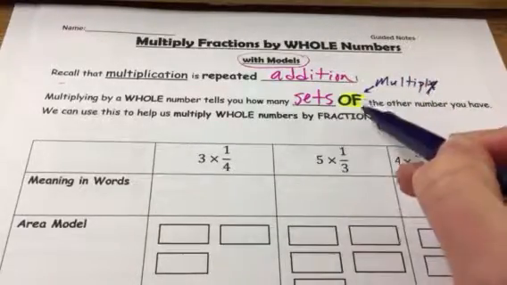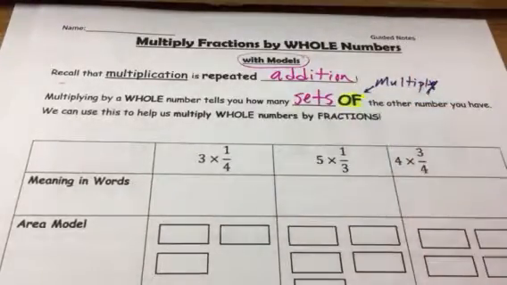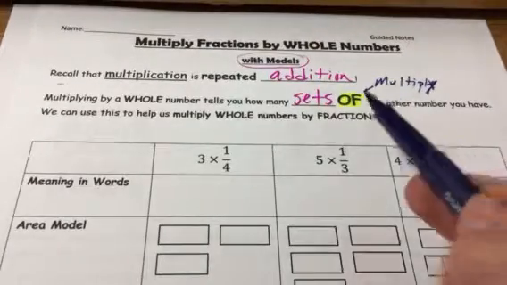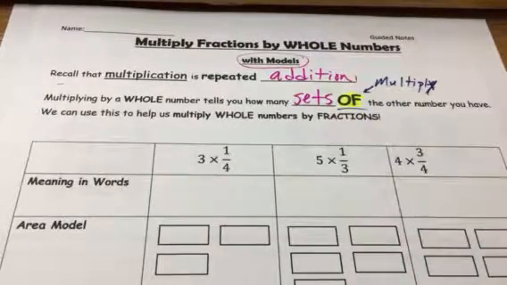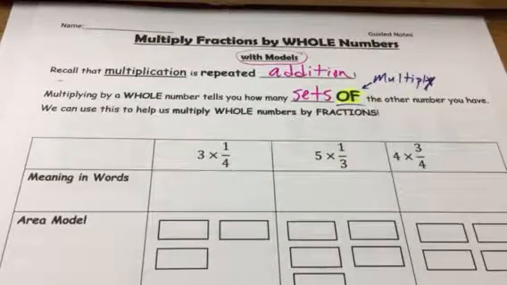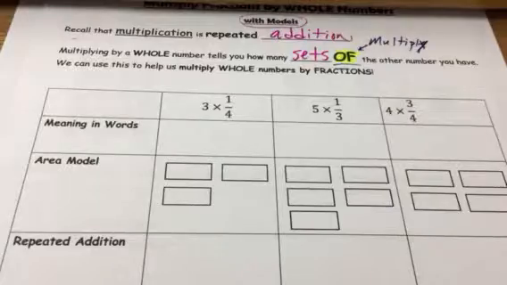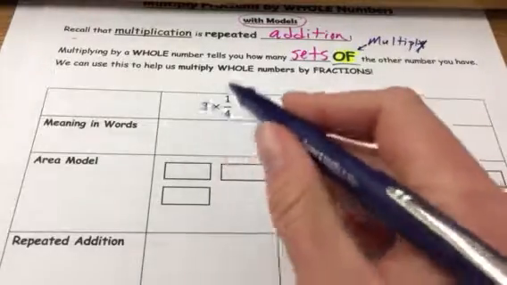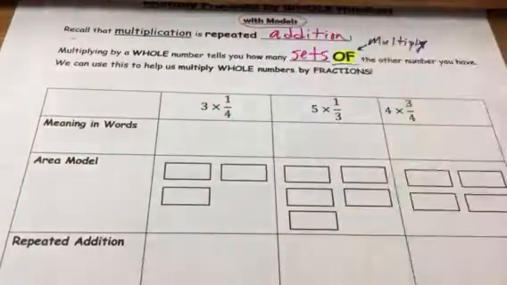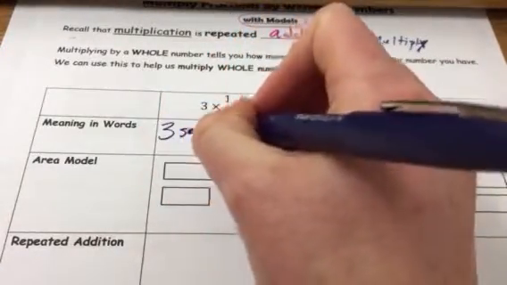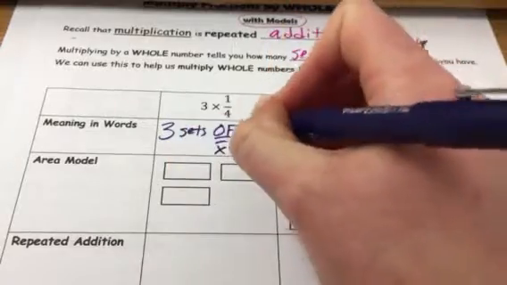Multiply. Sets of. When you take half of something, you are multiplying it by the fraction 1/2. If I'm taking 3/4 of 3/8, I'm going to be multiplying those together. Of means to multiply. And we can use this to help us multiply whole numbers by fractions. So let's go ahead and take a look at the meaning of 3 times a quarter. So really what this means, if I translate this, is I have 3 sets of, multiply, a quarter.